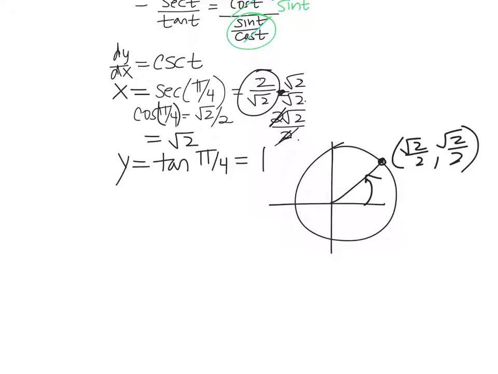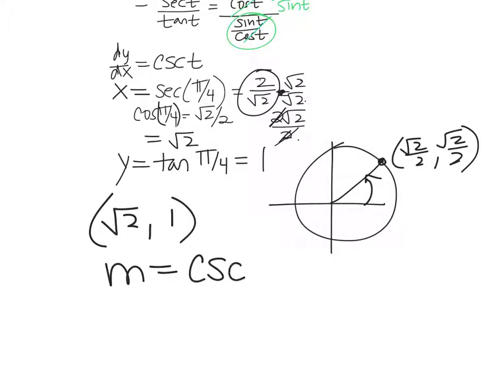Okay, so we have our point: rad 2, comma 1. Now we need our slope. Our slope comes from the derivative. The derivative is cosecant of t, so the derivative is cosecant of pi over 4. Well, we already found secant of pi over 4, which was rad 2. Cosecant is going to be the exact same, because sine and cosine are the same at pi over 4. So that would just be rad 2.